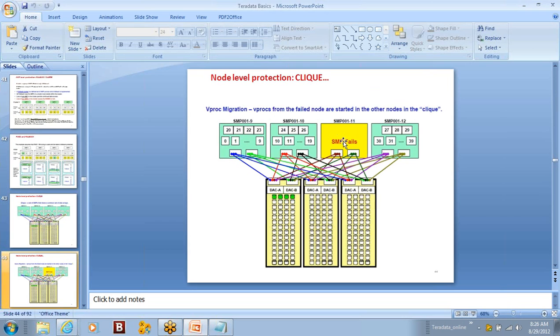A node fails when 2 amps are down. So what is the probability of having 2 amps fail? It is very low, because the main disk and mirror disk within the same group, all 4 disks, have to fail. So the probability of having 2 amps failed in the cluster is very rare, and then we say the node has failed. At node failure also we have the fault tolerance technique called clique, where the virtual processors of the failed node are migrated to all other active nodes. So all other active nodes will have a burden, and one third of the performance is degraded.